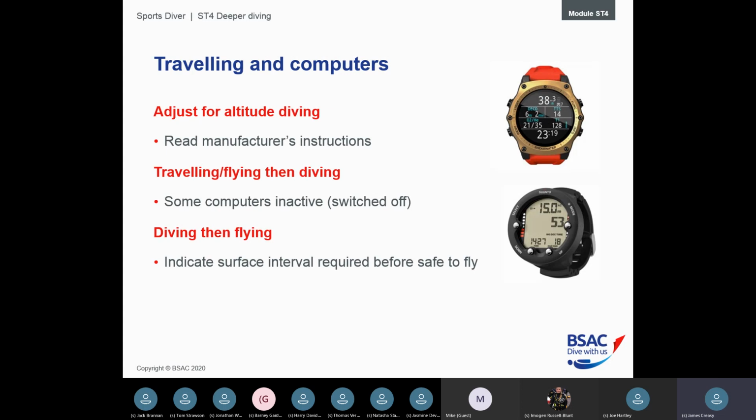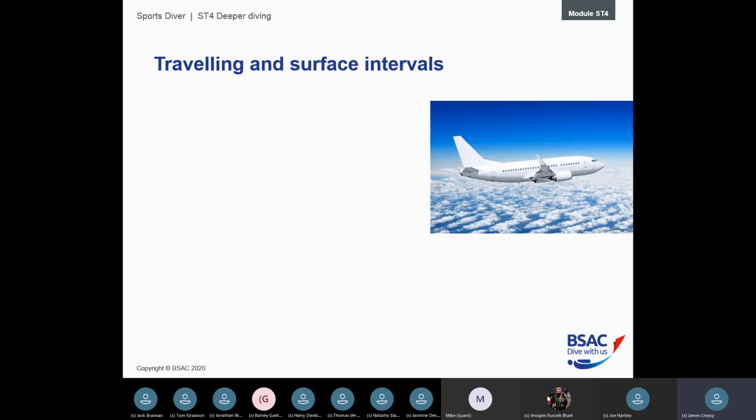So if you're going on holiday or you're going away diving, you will often want to not do a dive in the morning and then fly home in the evening. It'll be quite dangerous to do that. So you always want to dive the day before leaving, or even the day before that, 2 days before leaving, just to be on the safe side.